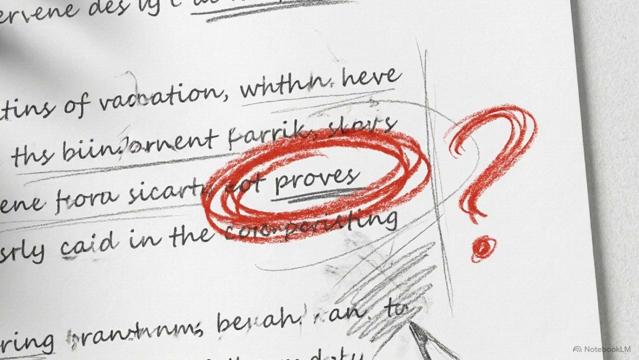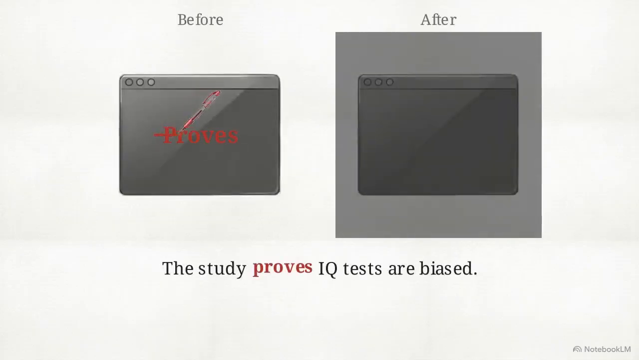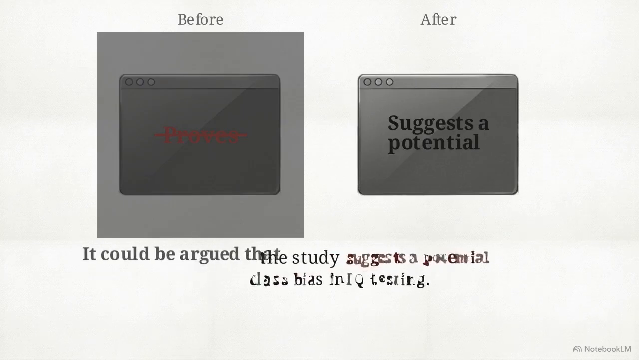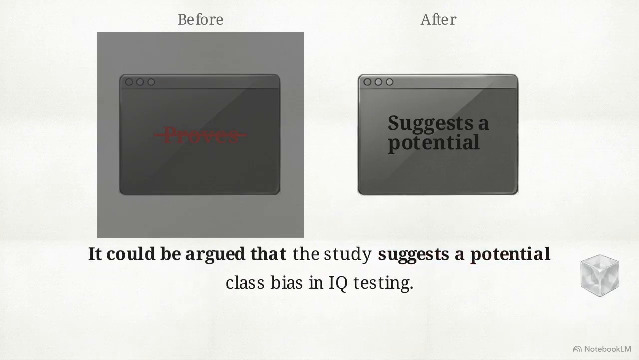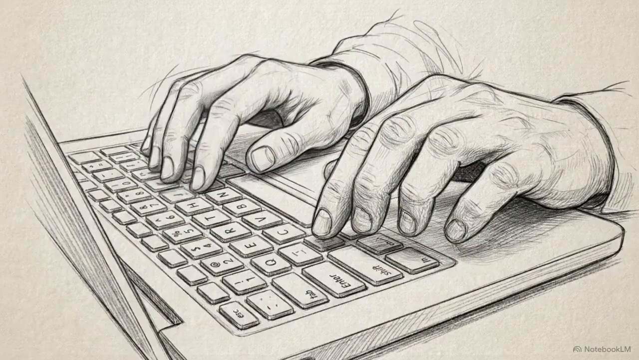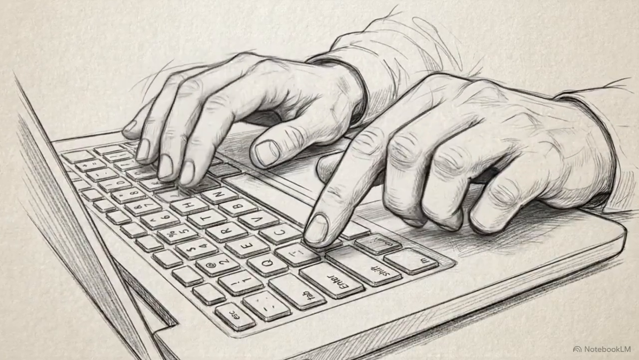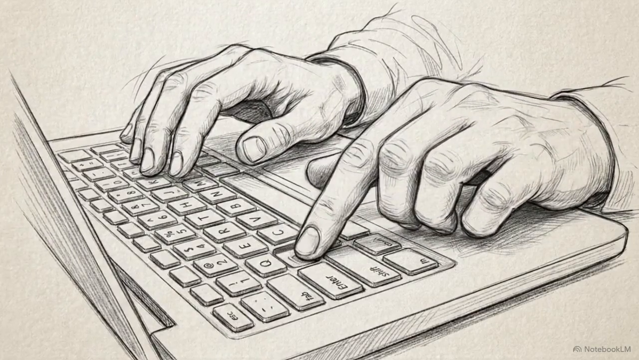Without these tools, writing can sound overly direct and unacademic, like claiming, "The study proves IQ tests are biased." By applying a hedging phrase, we restructure that statement into, "It could be argued that the study suggests a potential class bias in IQ testing." Combining scrutinized evidence with deliberate hedged verbs elevates your response from a simple assumption to a credible academic stance.